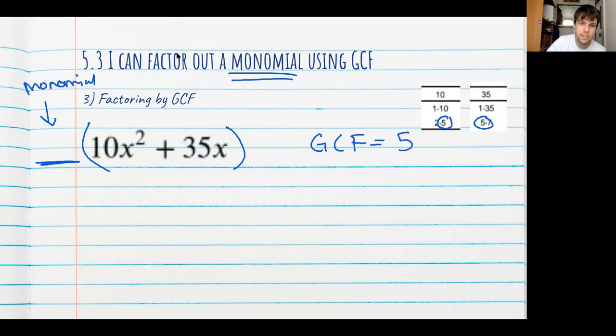And then as a second piece, we need to look at the variables. The variables are also part of our GCF. We want to decide, do they both have x's, and how many x's do they have in common? Well, this one has x to the 2nd power, which means x times x. This one only has a single x. So when I look at it, both of these terms have a single x in common. They both have at least 1 x. So that x is going to be part of our GCF.